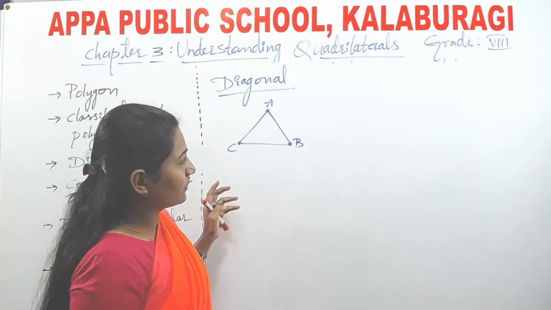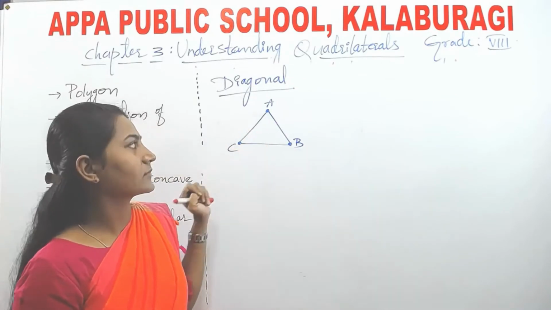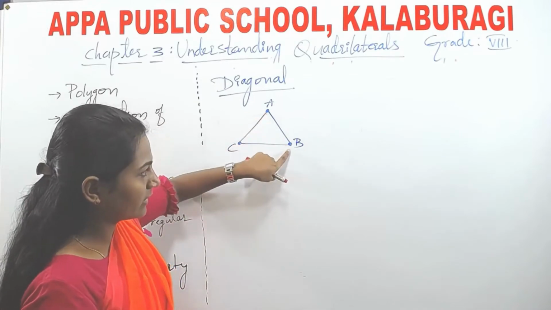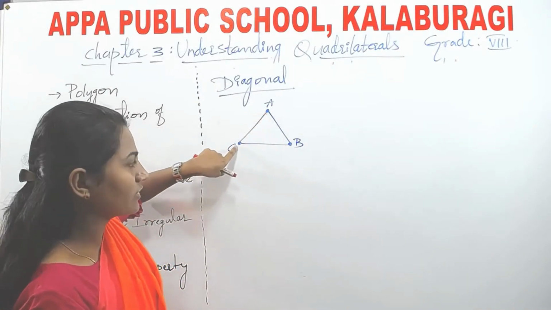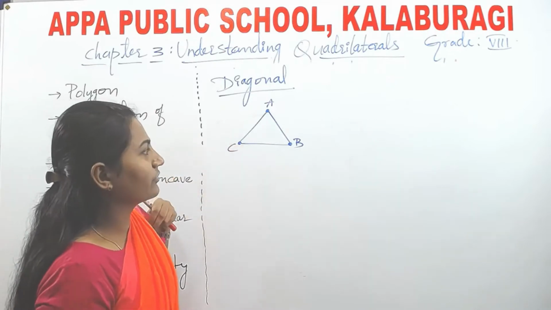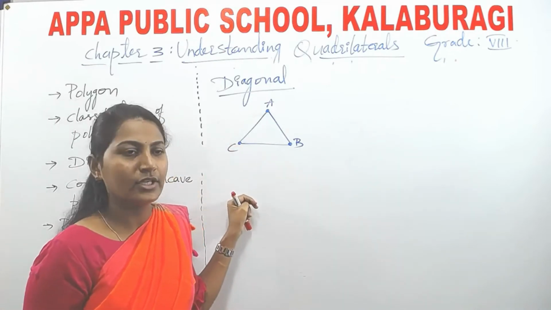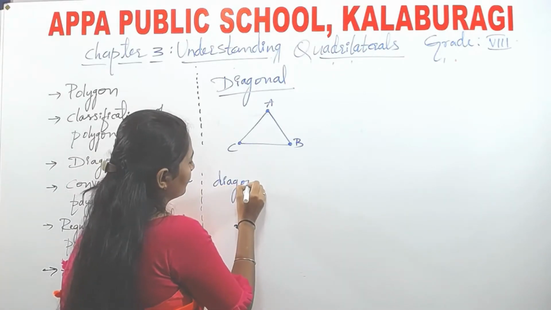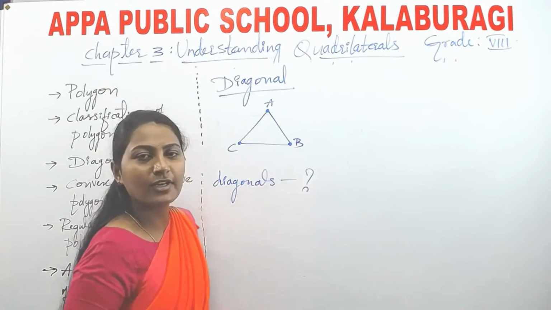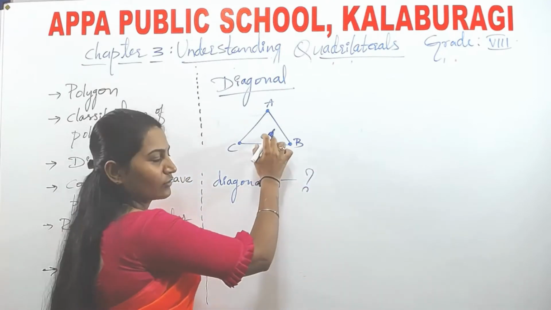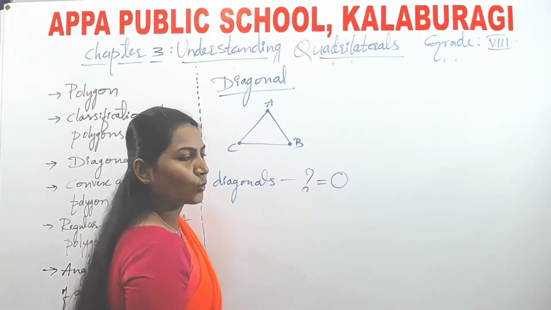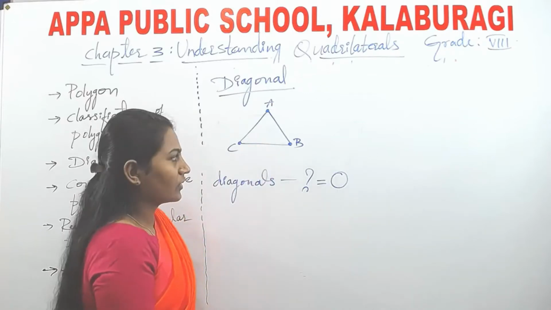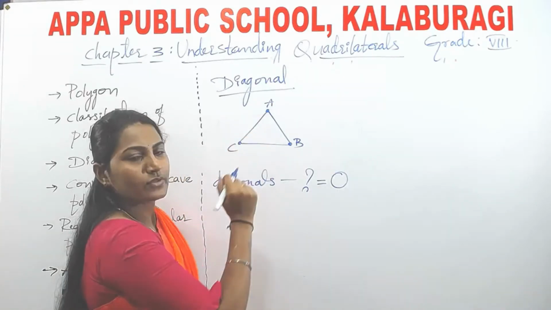Now tell me, can you find any non-consecutive vertices here? A is joined to B, and from B, if you start your journey, you go to C. So I cannot find non-consecutive vertices here. Therefore, what about the number of diagonals for a triangle? The number of diagonals for a triangle would be 0. I cannot draw any diagonals because it doesn't have any non-consecutive vertices.